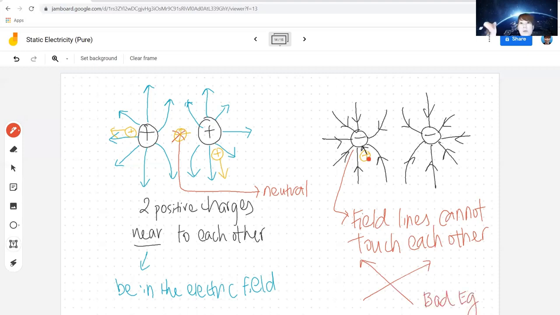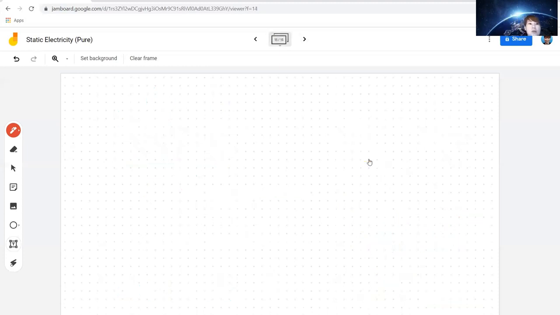Okay, now let's take a look at what happens if it is a plus and a minus charge. How would the field lines look like? If it is a positive and a negative, again, the field lines point out of plus and into the minus. So your field lines will point this direction.